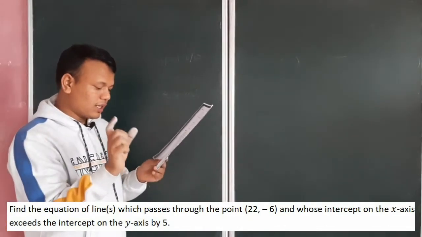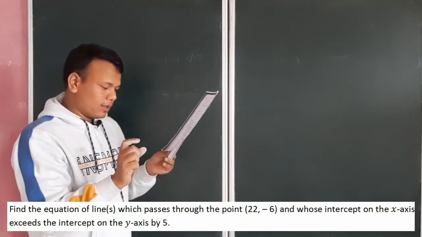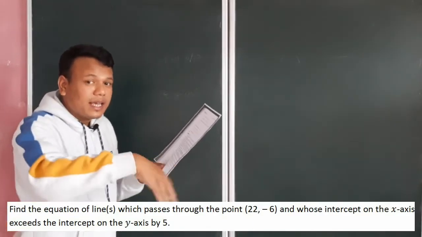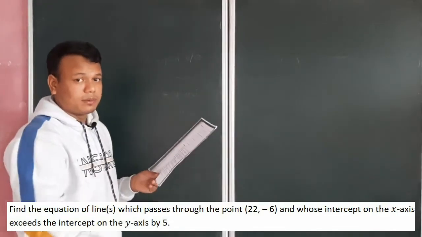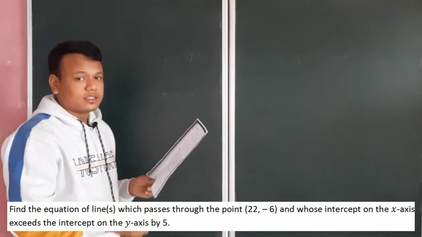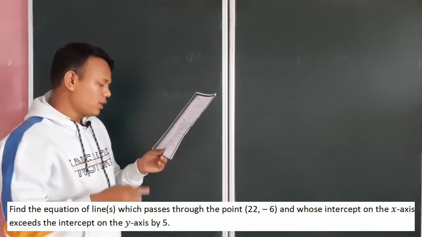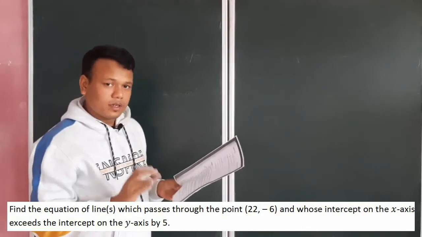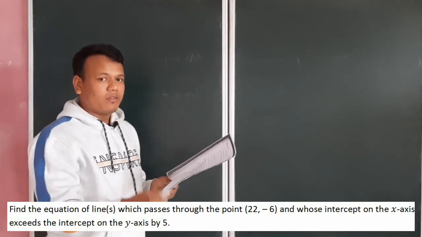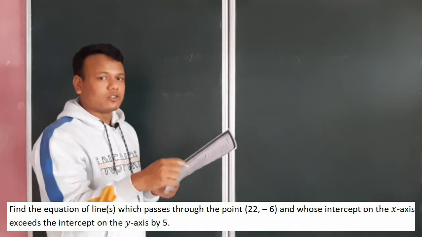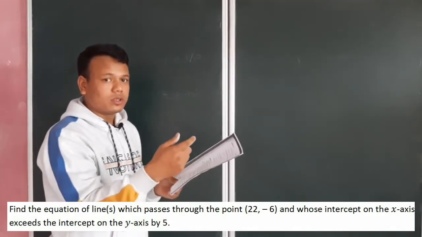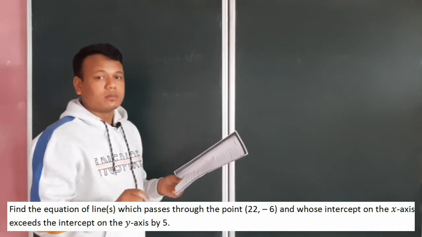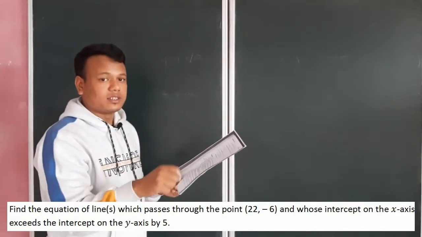So we need to understand the last line: whose intercept on the x-axis, that is the x-intercept, exceeds the y-intercept. That means which one is greater? Here the x-intercept is going to be more. It exceeds the y-intercept by 5. Suppose the y-intercept is 2, then the x-intercept has to be 5 more, so it will be 7.